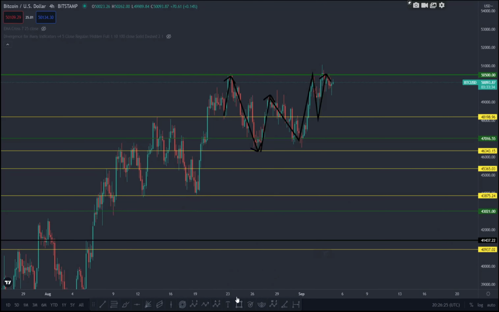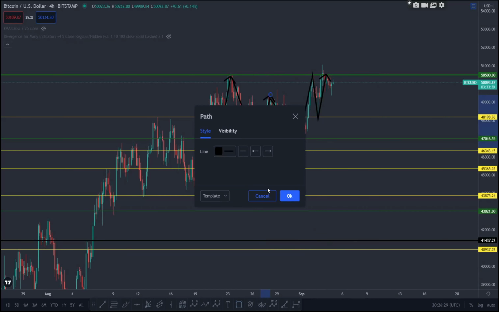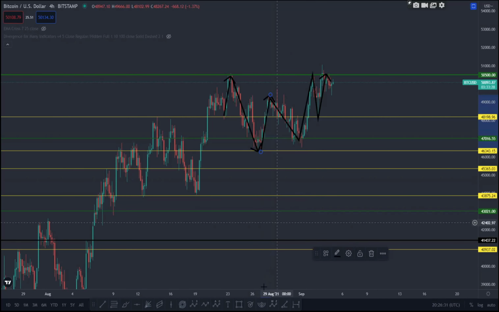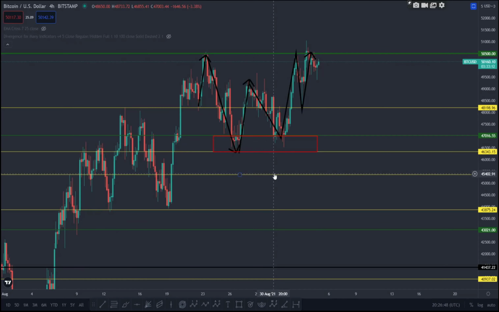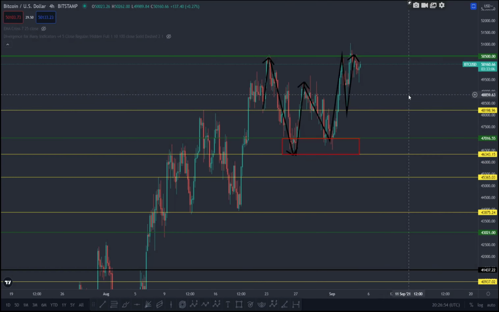Instead of lines, you could also draw support boxes. This box right here is acting like support. Sometimes the price goes all the way through, and sometimes it gets rejected at the upper area of the box. So this is also a way you could draw support boxes or resistance boxes.